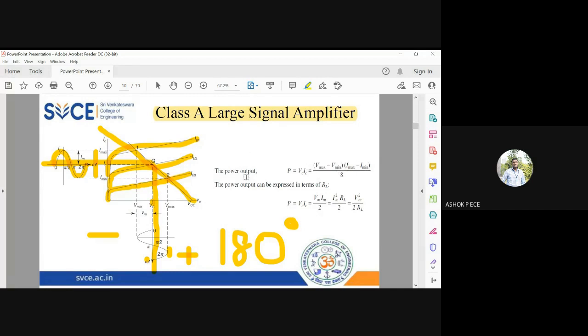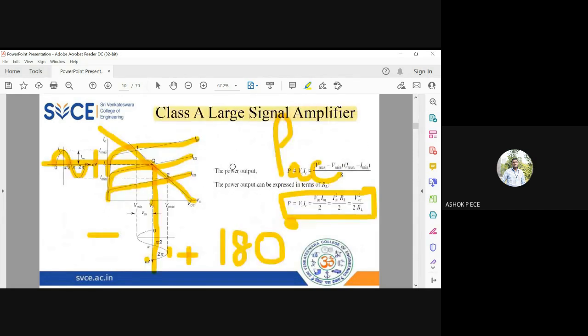So this is the AC power output. Sometimes in books they call it PAC. It is the AC power delivered at the output. You can also express this in terms of RL, right? P is equal to VRMS into IRMS, or VM IM by 2, or IM square RL by 2, or VM square by 2 RL. You can also use these formulas for finding the AC power. But we have found the expression for P in terms of Vmax, Vmin, Imax and Imin.